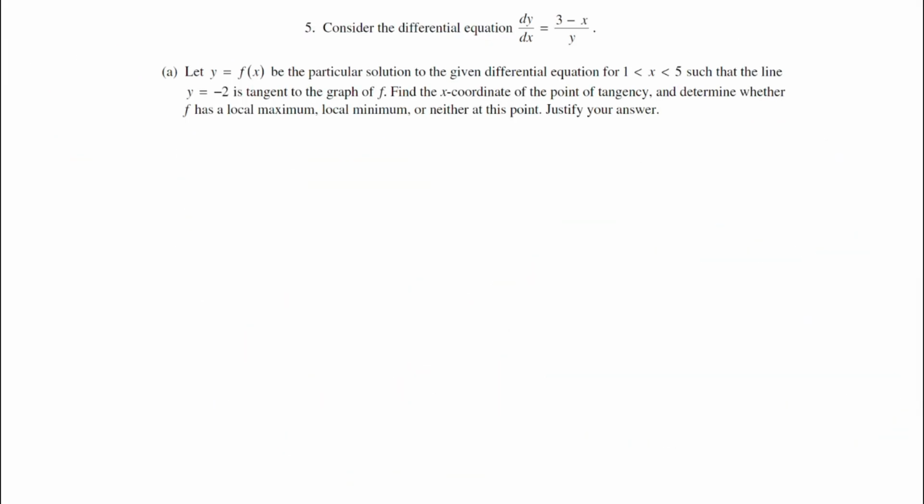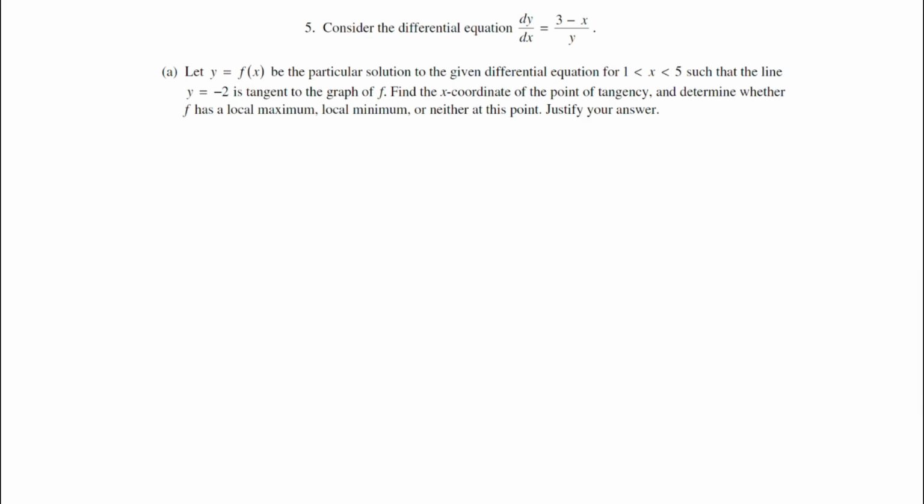All right, this is question number 5 from the 2002 Form B AP Calculus AB exam. It's a differential equation FRQ. And in the first part here, it says, let y equals f of x be the particular solution to the differential equation above. 3 minus x over y is equal to dy dx.